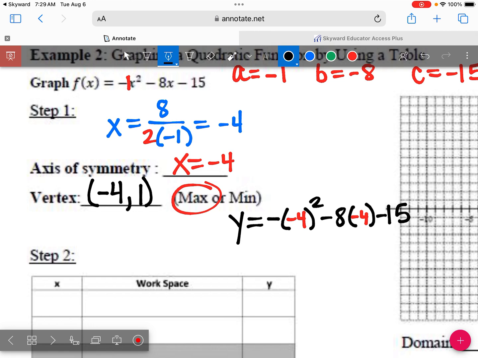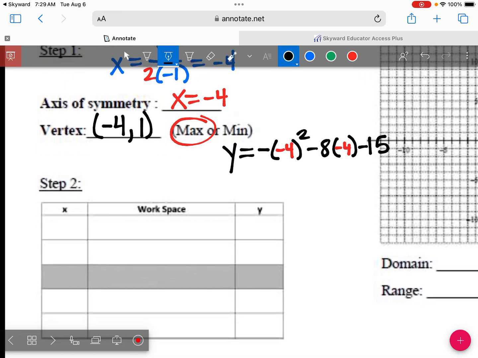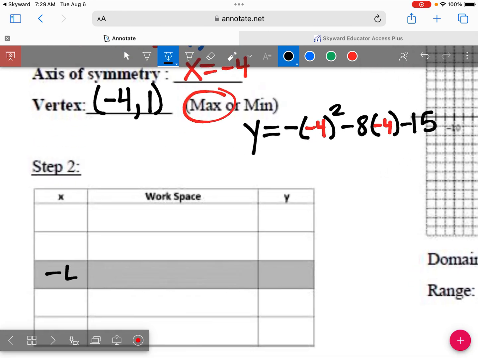All right, so let's put that number in the middle of our table. Remember, we put the negative 4 in the middle. Everybody look here. You see how negative 4 is right here on the number line? So you're going to put negative 5, negative 6, and then you're going to go the other direction. Put a negative 3 and a negative 2. So you're putting 2 numbers to the left and 2 numbers to the right of your axis of symmetry.